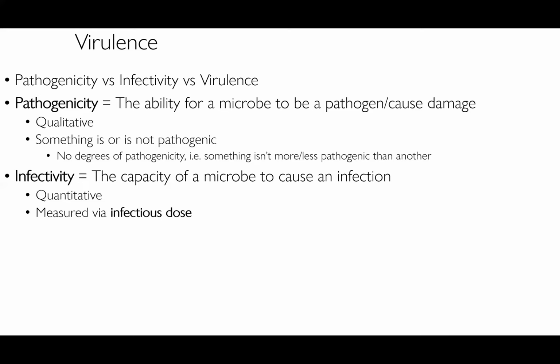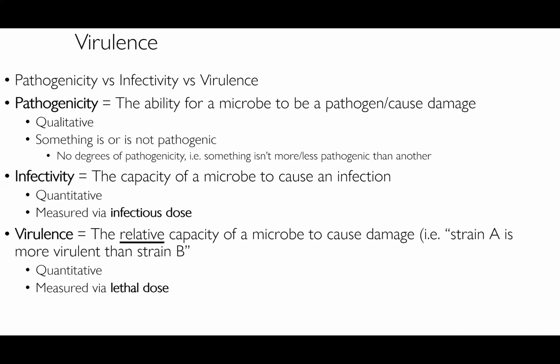And then finally, virulence is the relative capacity of a microbe to cause damage, i.e. strain A is more virulent than strain B. It is still quantitated and is measured by what we call a lethal dose. And the idea being that in this example, strain one, here strain A, is more virulent than strain B. But the lethal dose is how much is physically required to cause mortality in the individual that's affected.